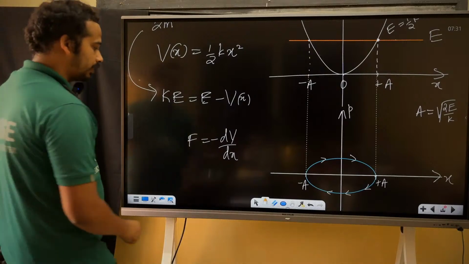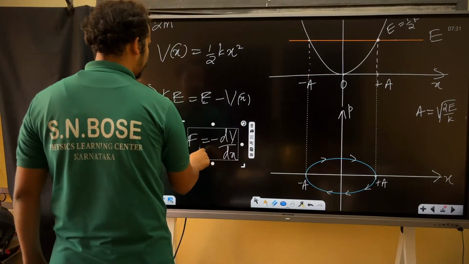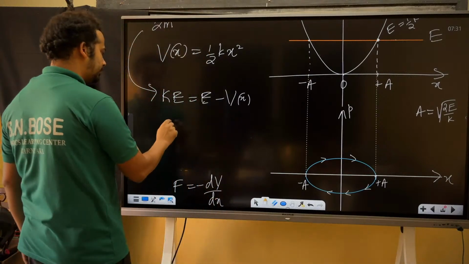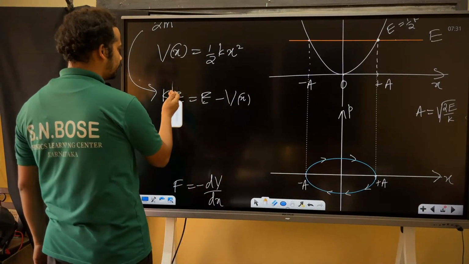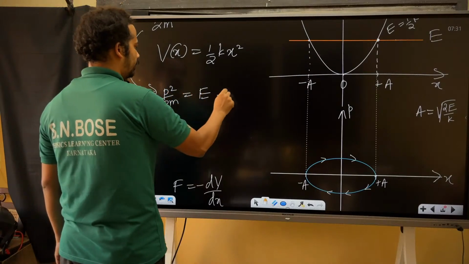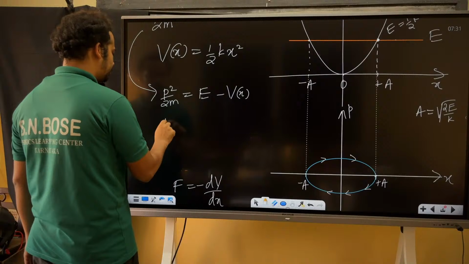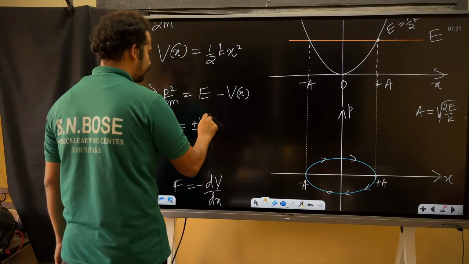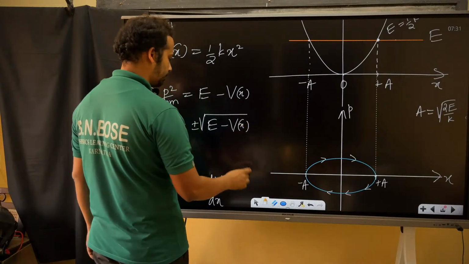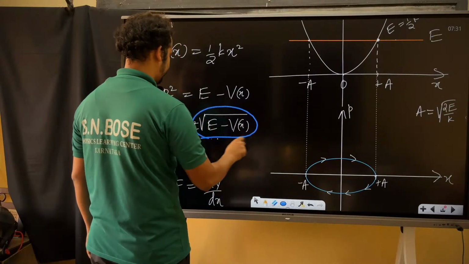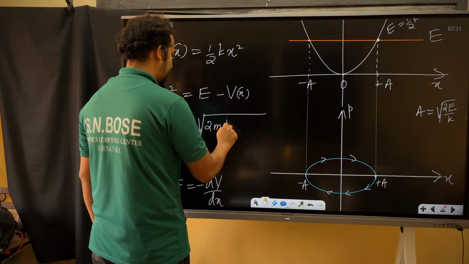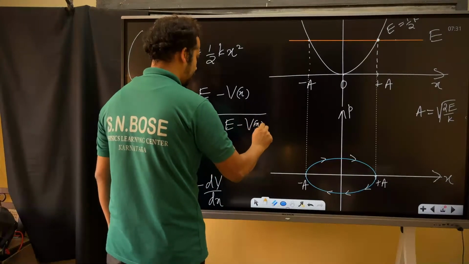Another one, for the magnitude of momentum. What is the best idea? For the magnitude of momentum, this one only. P. What is this one? P square by 2m, that's equal to E minus V of x. So what is P? Plus or minus root of 2m times E minus V of x.